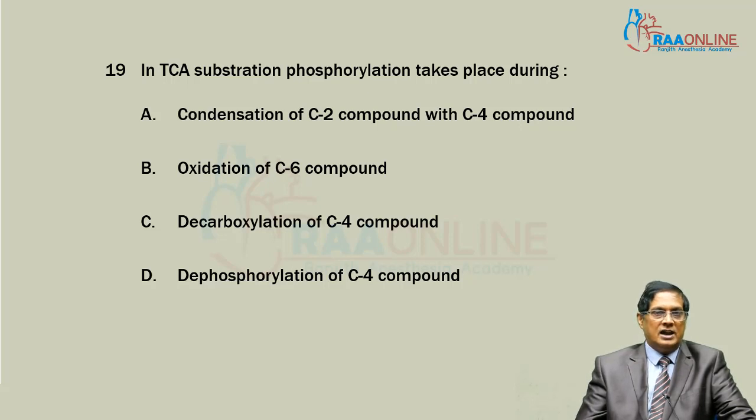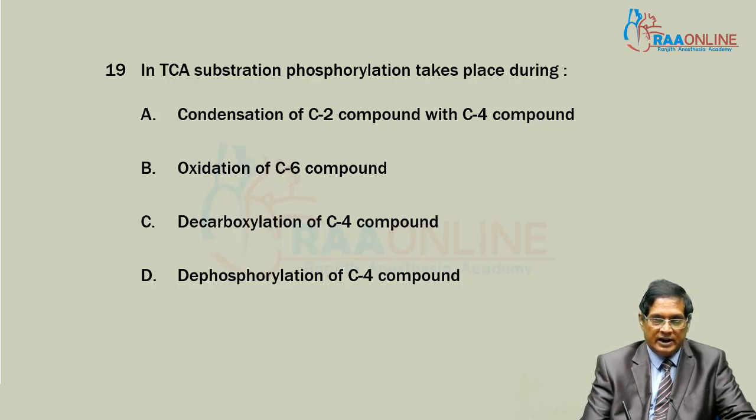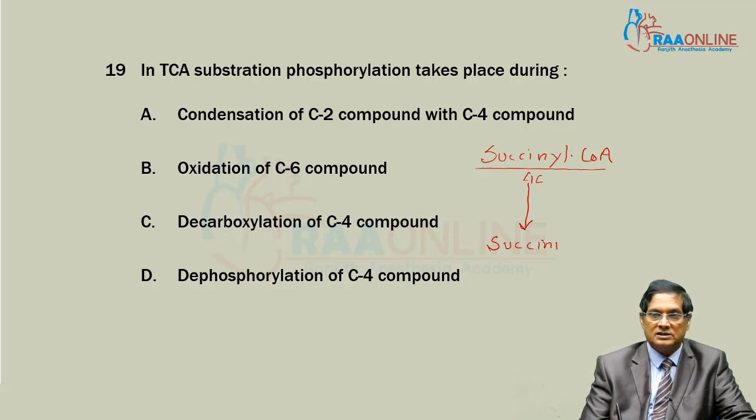In the TCA, tricarboxylic acid cycle, substrate level phosphorylation takes place. Substrate phosphorylation means removal of phosphate. See this one, succinyl coenzyme A. Back to that cycle, please wait. That is succinyl coenzyme A, a 4C compound. When it gets converted, it is converted into succinic acid or succinate.